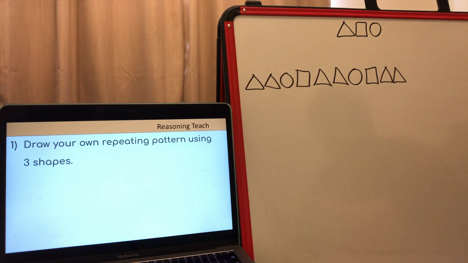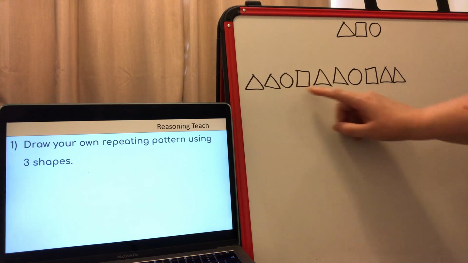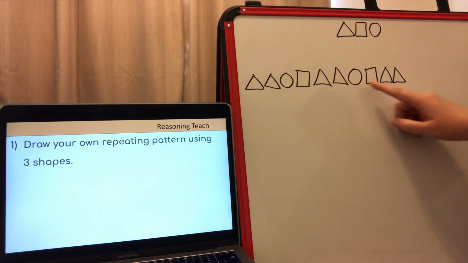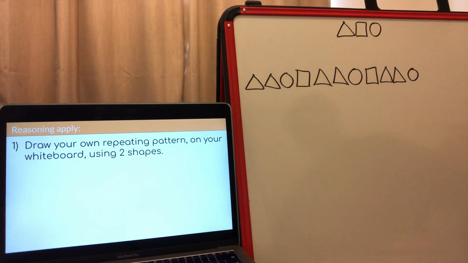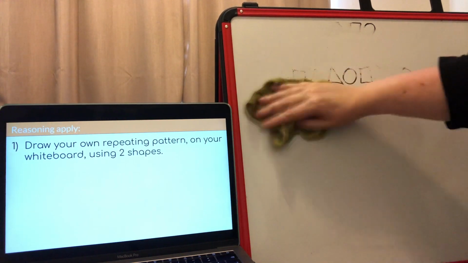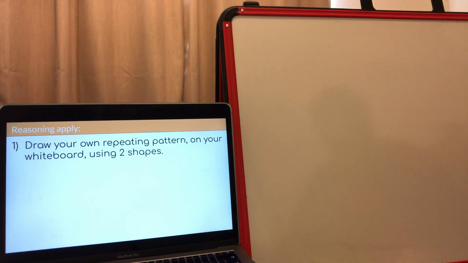What do you think is going to be next? Well, earlier 2 triangles were followed by a circle. So 2 triangles followed by a circle. So the challenge for you today for your reasoning is, can you choose just 2 shapes, 2 2D shapes, and make your own repeating pattern?